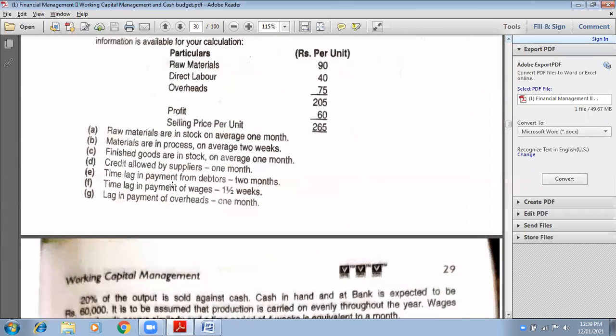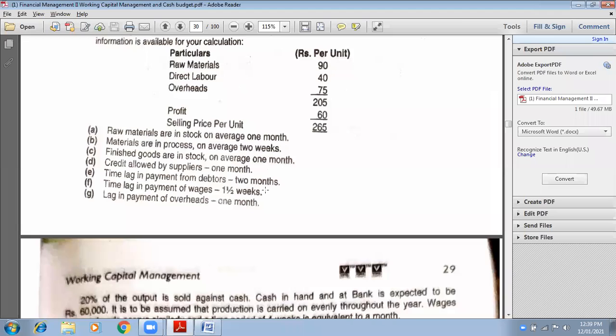Okay, let's go forward. Next is time lag in payment from debtors. Debtors are my current assets. And it has 2 months. So 2 months means what? How many weeks? 8 weeks. Very good. 8 weeks.